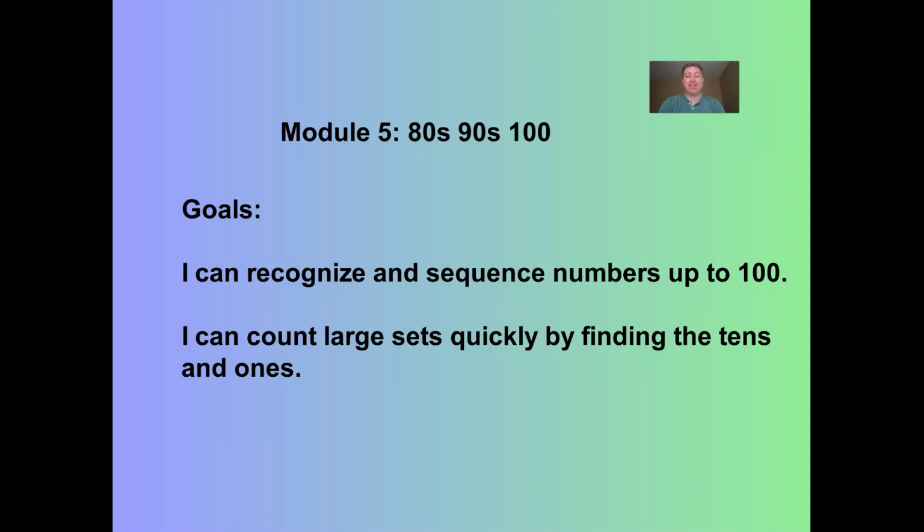So we've been practicing that. We've been practicing boxing the tens and finding the tens, counting those up, counting the ones up, and finding out what the big number is. It's much faster than counting one by one. Let's start with naming some numbers in the 80s family and the 90s family.